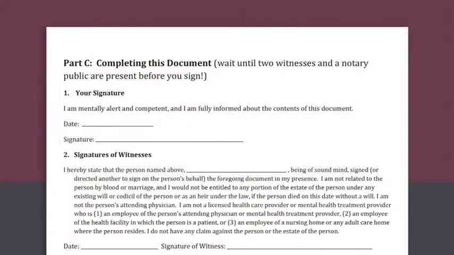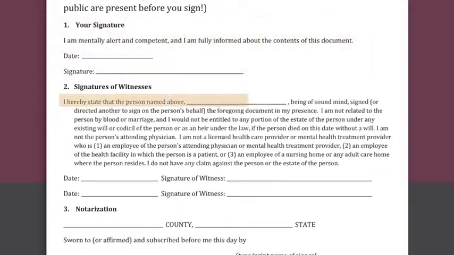In the presence of witnesses and the notary, you will complete Section 1. You should write today's date and sign. In Section 2, you print your name as the person completing the form. Now, hand the form to your first witness to sign and date. Hand the form to your second witness to sign and date. Section 3 is completed by the notary.